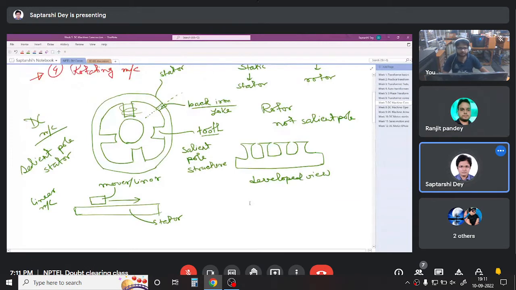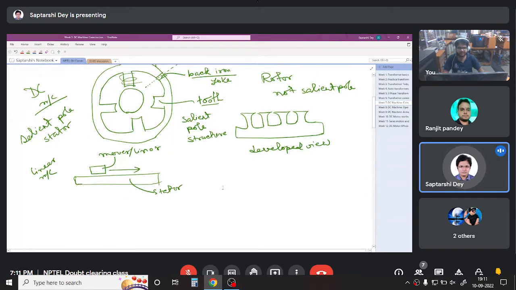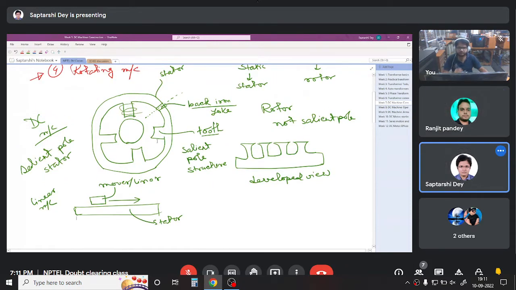Sir, can you explain about the salient pole? Is it a normal pole or something else? It is a normal pole. See, poles you can create in various ways, but salient pole means as soon as you look at the structure, you will be able to see the poles distinctly. Salient means distinct, something that can be easily identified.